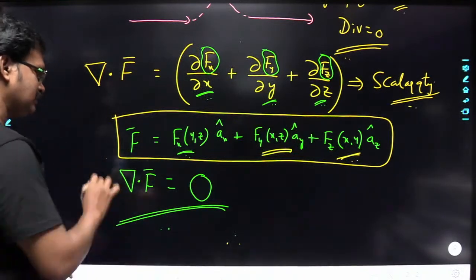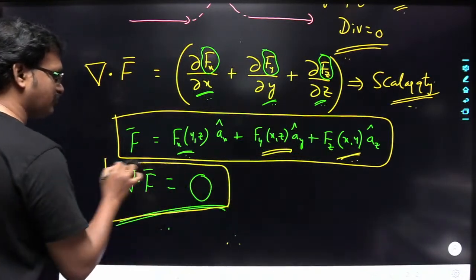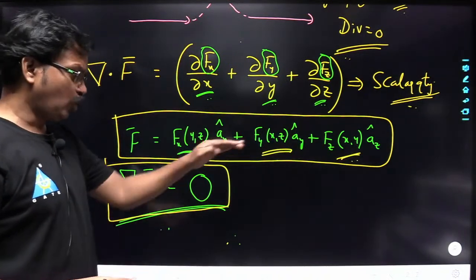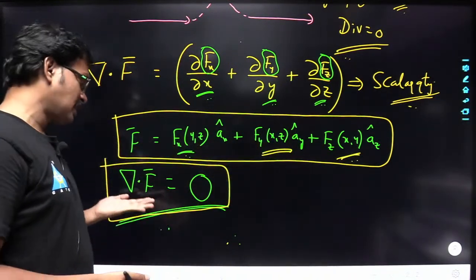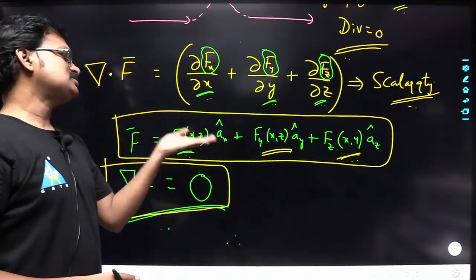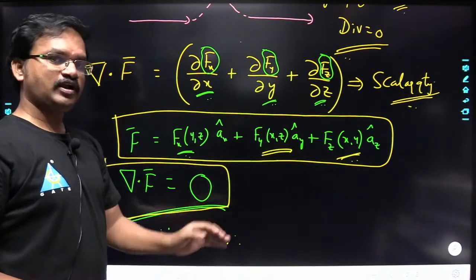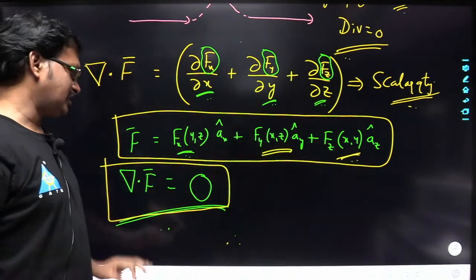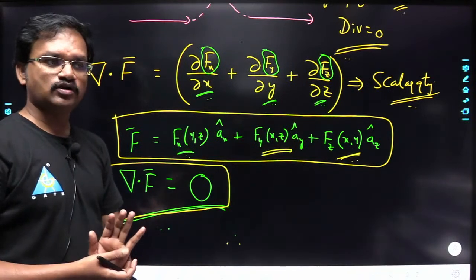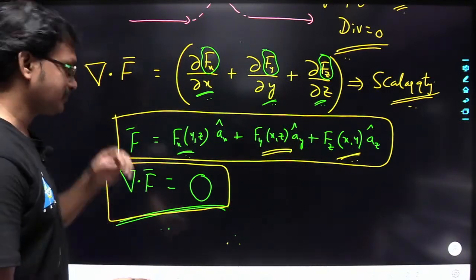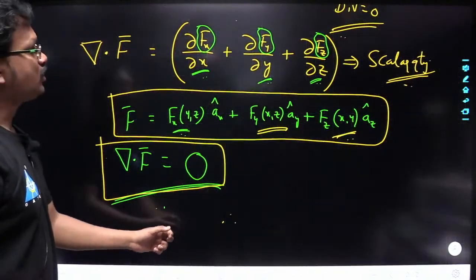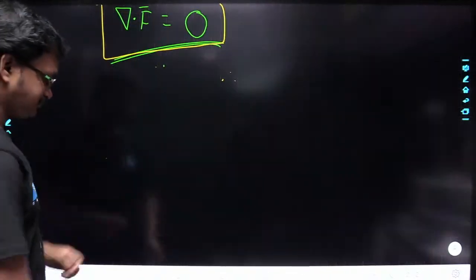So if you see a vector field in this manner, then blindly say divergence of that vector field is equal to 0. I am not saying only this type of field is going to produce divergence of f equal to 0. There are many other fields, but for this type of vector field, you can directly identify that the divergence is always equal to 0.